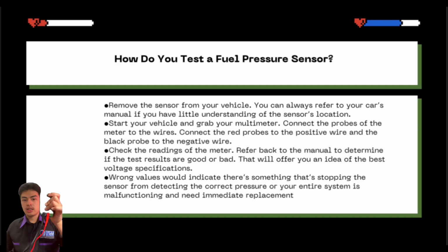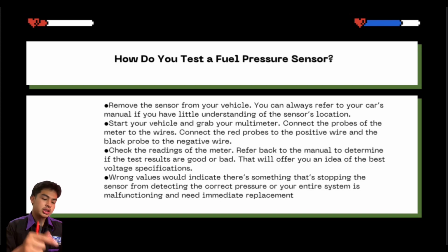As you can see, this is the positive and negative probe, black and red. The third step is to check the readings of the meter and refer back to the manual to determine if the test results are good or bad. That will give an idea of the best voltage specification, so you can compare the actual result with the manual book.